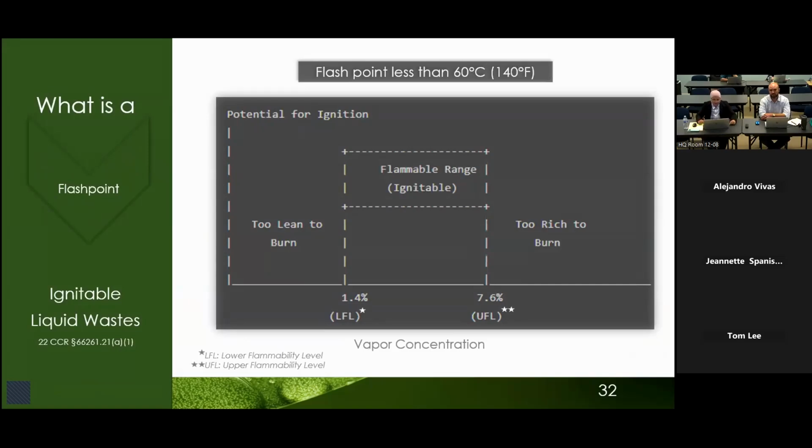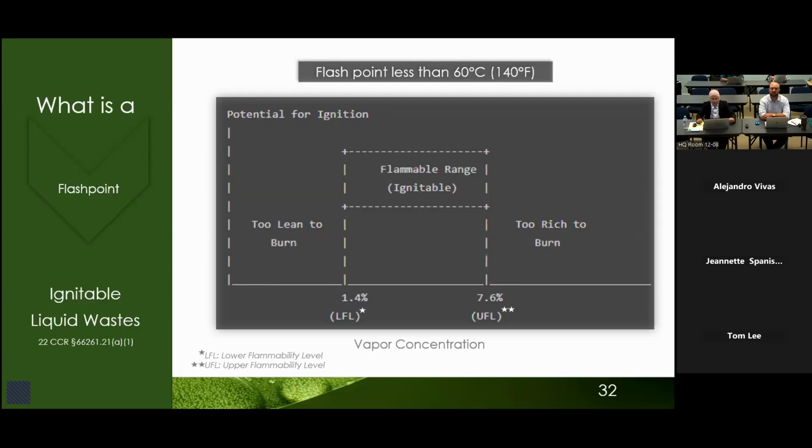This graph helps explain the concept of vapor concentration, that is, how vapor concentration impacts a liquid's ability to ignite. We see two important limits here: the lower flammability limit, abbreviated as LFL, and the upper flammability limit, UFL. The space in between is the flammable range, where the vapor concentration is just right for ignition.